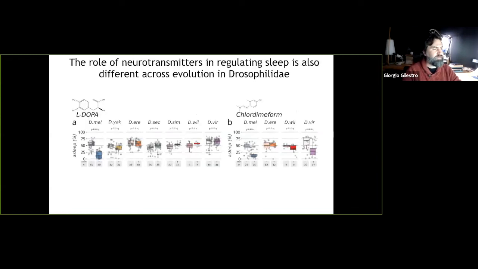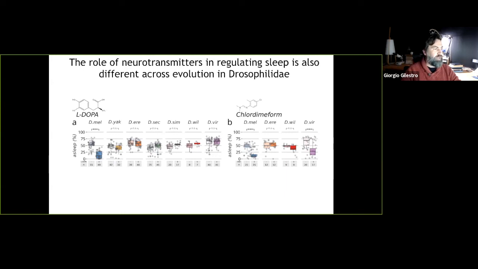And finally, and this is my last slide, we also looked at the conservation from the pharmacological point of view. We give animals drugs like L-DOPA, which is very well known in the literature to interfere with sleep regulation, or chlordiaform, which does the same.